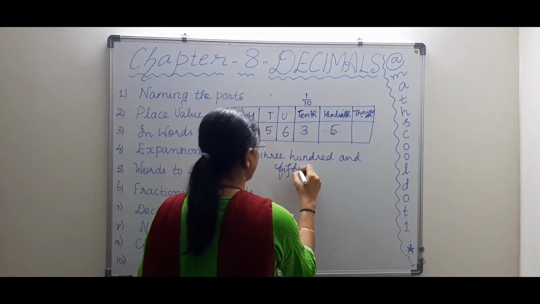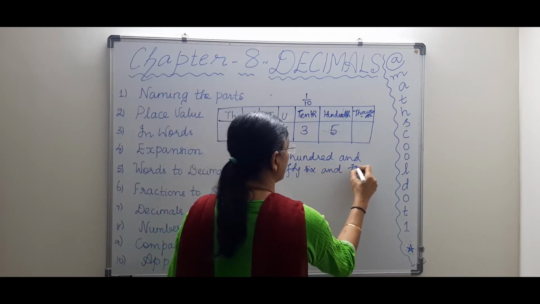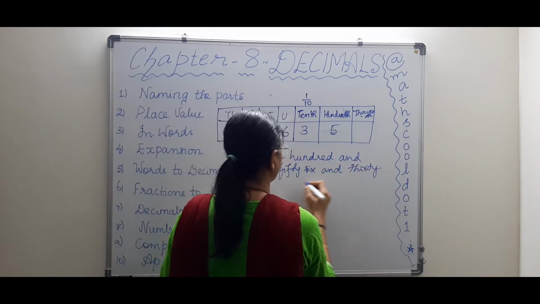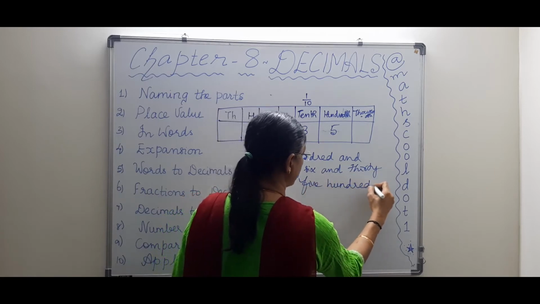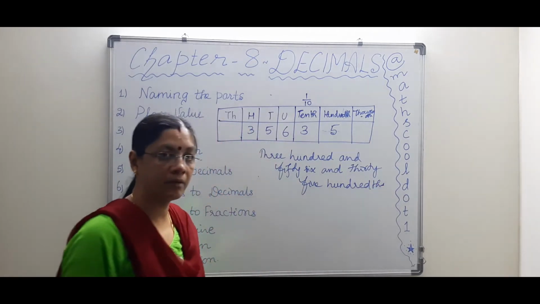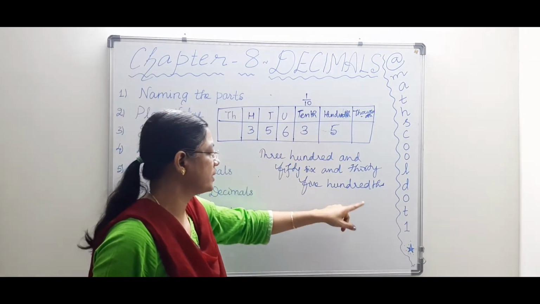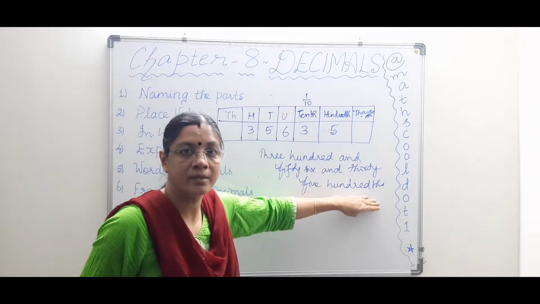356, that's the whole number part, that's easy for you. And 35 hundredths, I should say 35 hundredths, not just 35 hundredths. So if I say 35 hundredths, it means 0.35. Just read the decimal place. What is the last decimal place which is given for you?